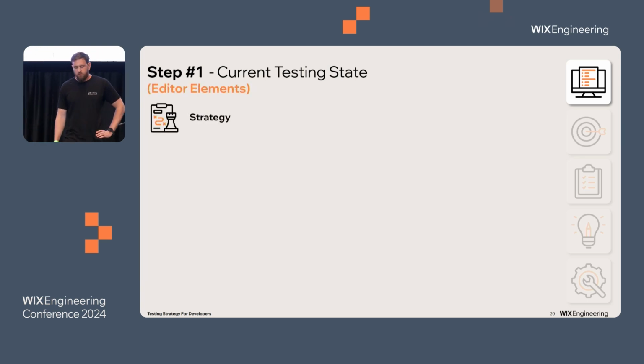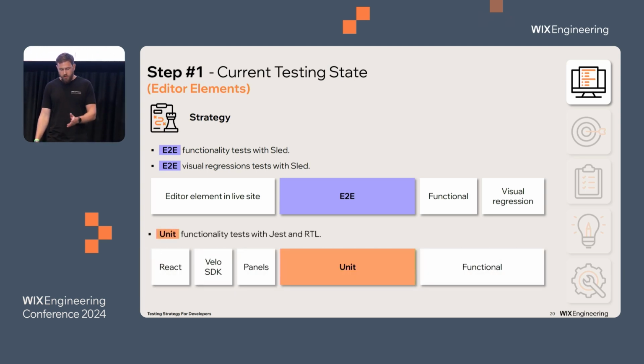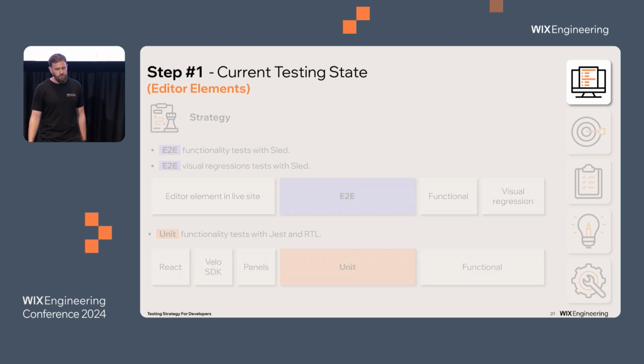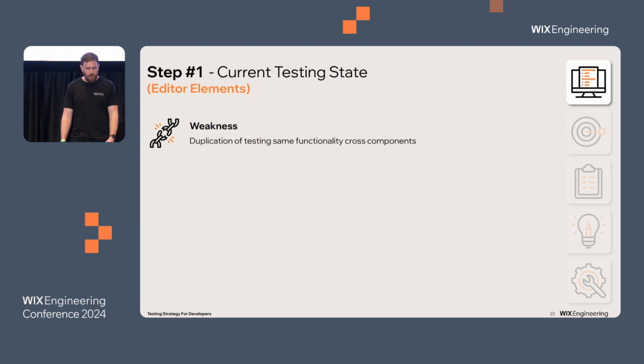So in Editor Elements, we already talked about it. We have end-to-end tests for testing the functionality of the components in live sites, and we have visual regression tests to test the visual permutations of our components. We also have unit tests for each editor element part. Now the problem with this approach is that we have too many end-to-end tests, and of course the CI is very long and flaky. Another problem is that we found that we have many test functionality duplications all over our project.